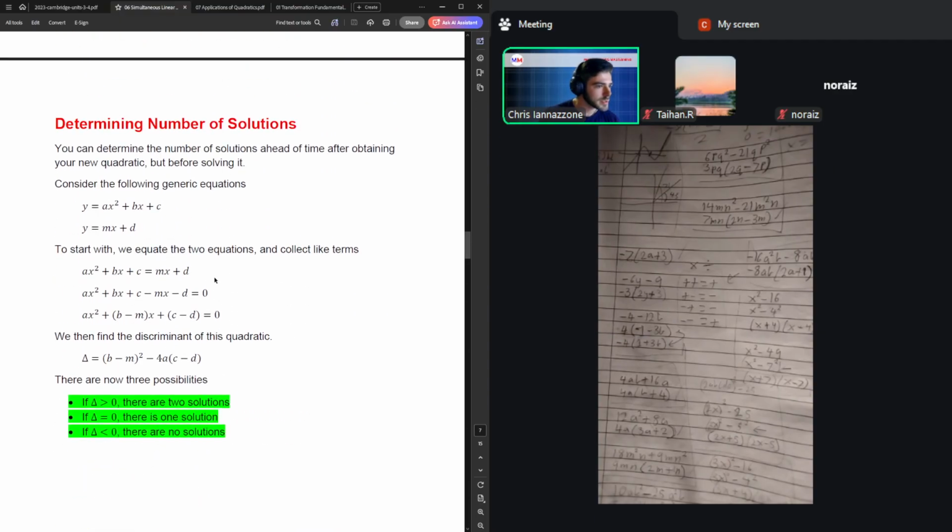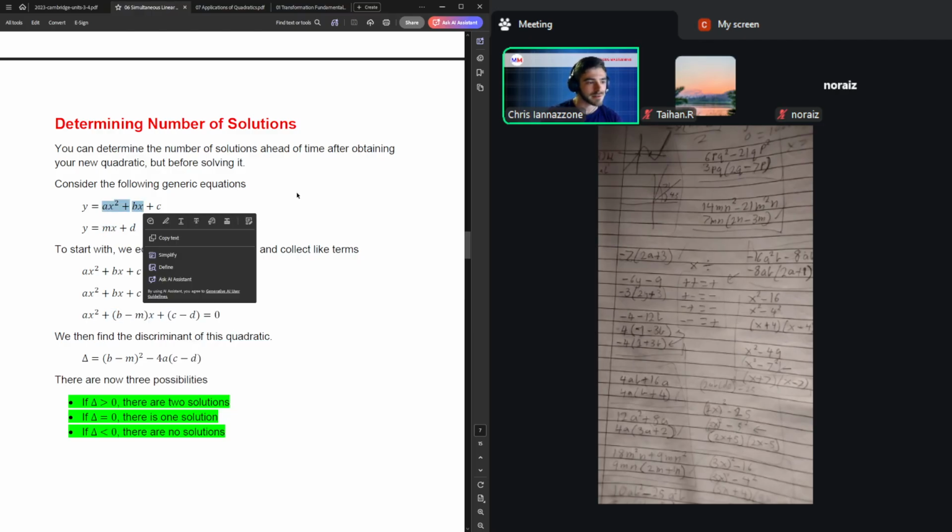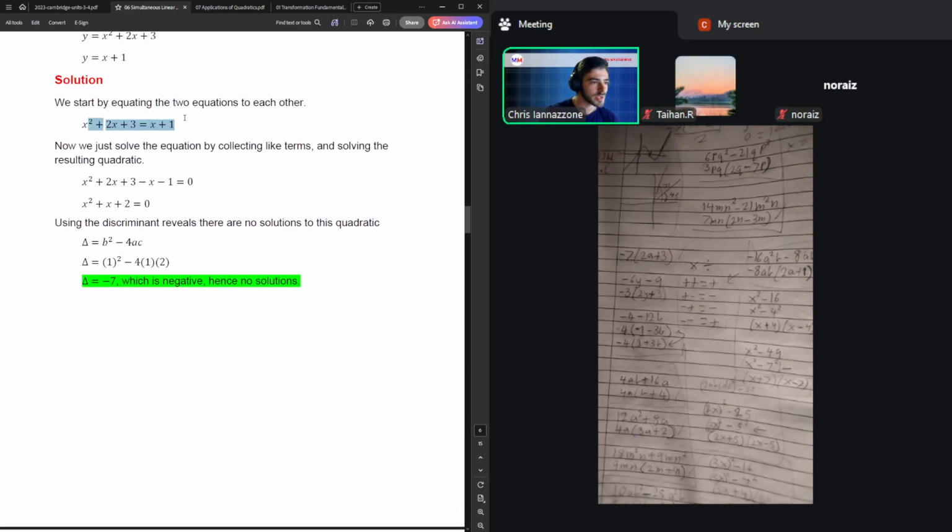What was it going on about here? The main way you can determine a number of solutions ahead of time would be to use the discriminant approach. Now, it's important to know what you actually apply the discriminant to. You don't apply it to this quadratic. You apply it to the resulting quadratic after having equated the linear and the quadratic together. So we saw earlier, we would equate the linear and the quadratic, simplify it, and get another quadratic. That's the thing you want to find the discriminant of to figure out if it has no solution, one solution, or two solutions.